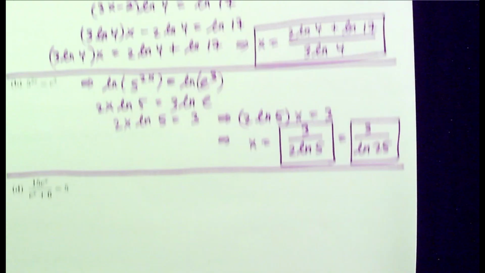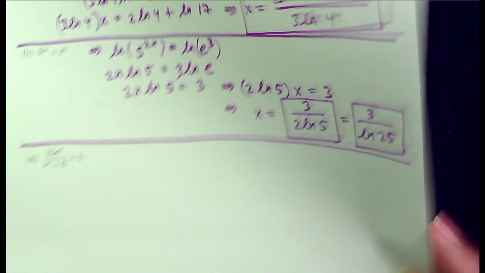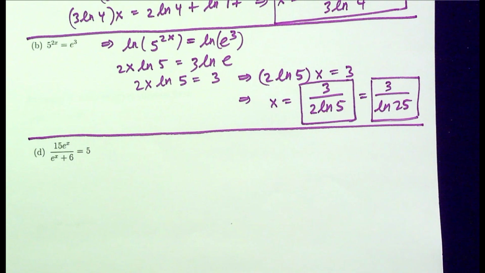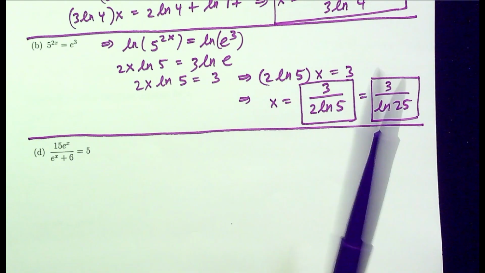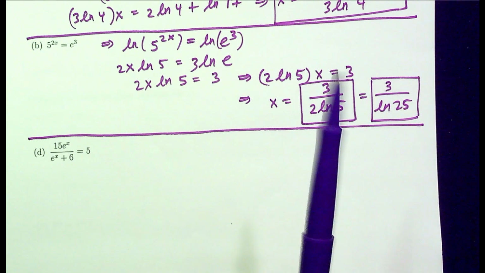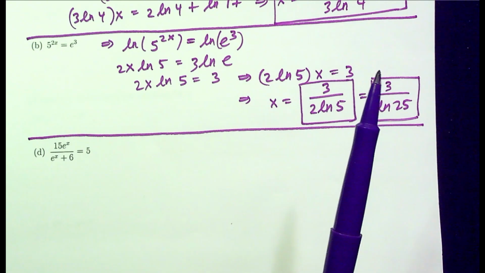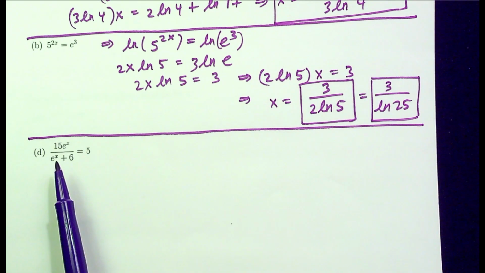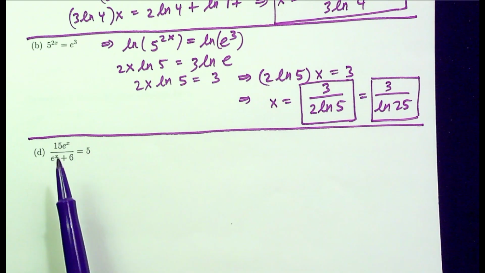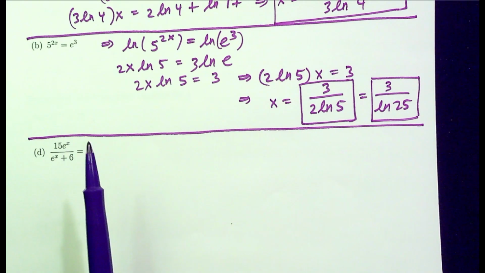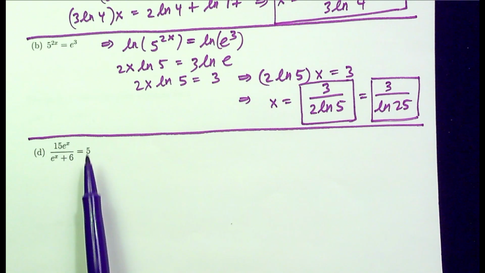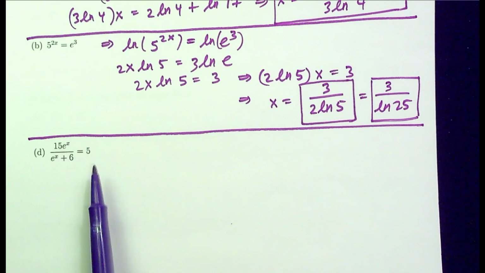Okay, now let's do another one. It says 15 times e to the x, all that over e to the x plus 6 equals 5. The first thing we need to do here is multiply both sides by the denominator. Or if you want to think about it like that, you can imagine this 5 as 5 over 1 and cross multiply.